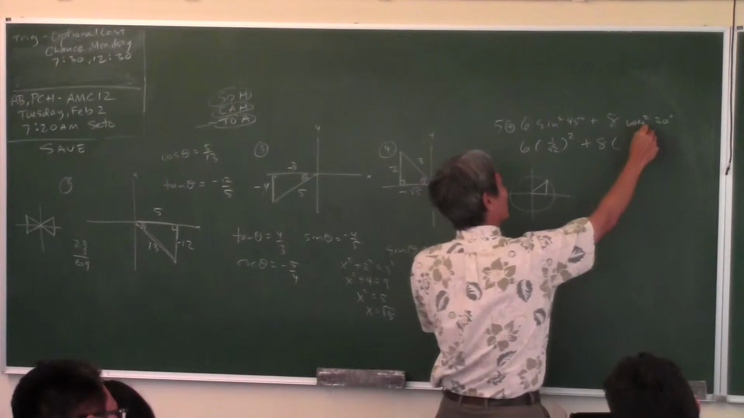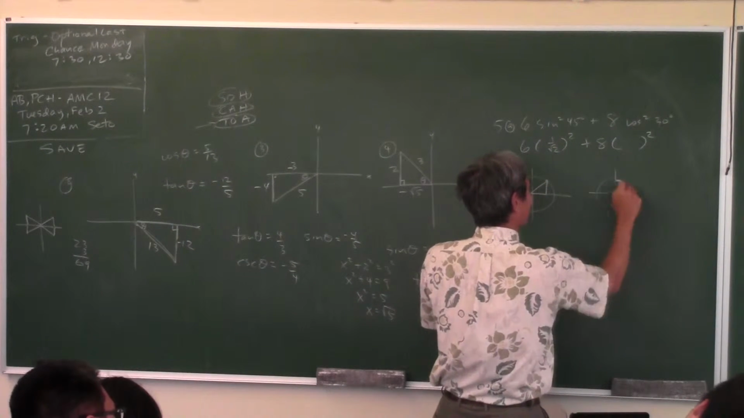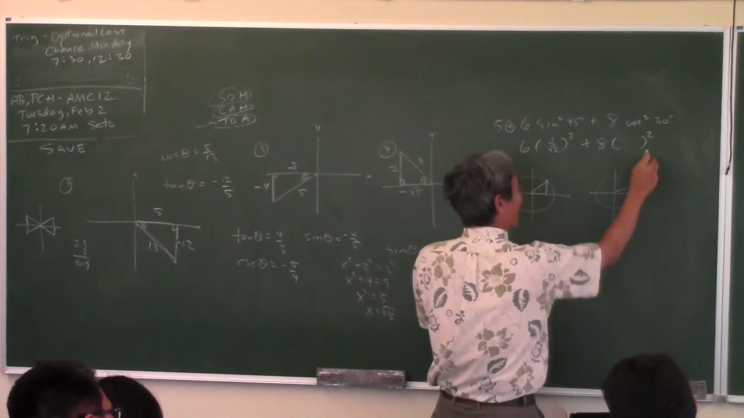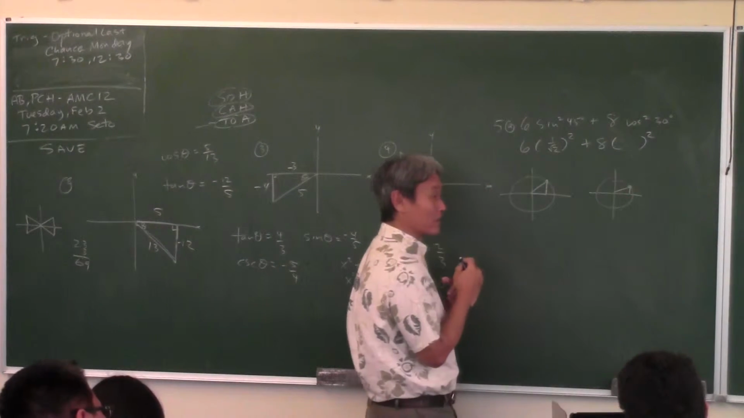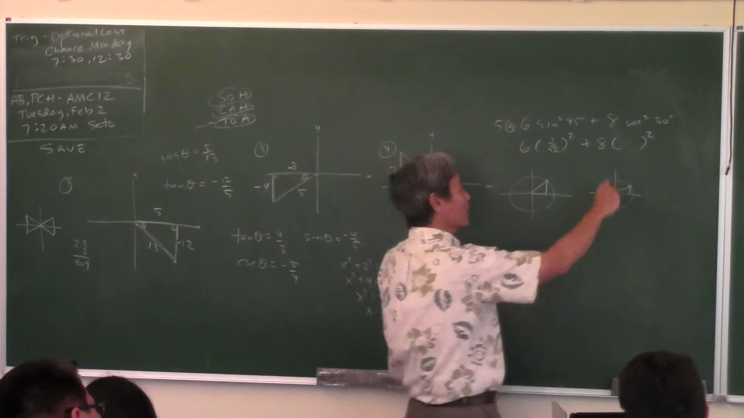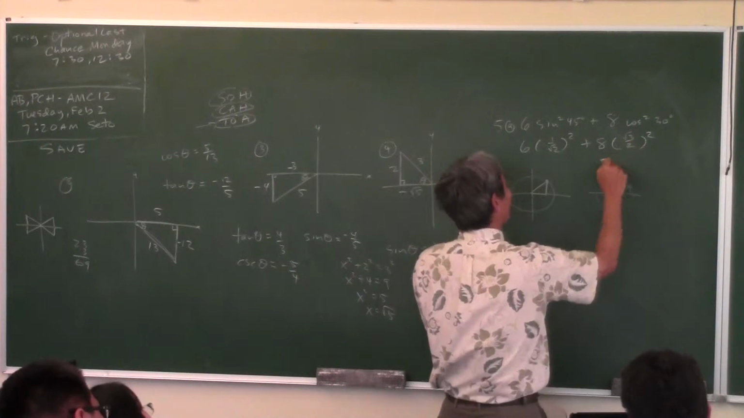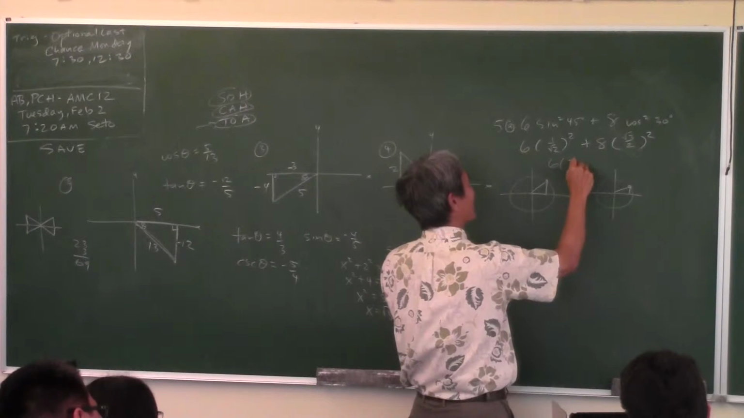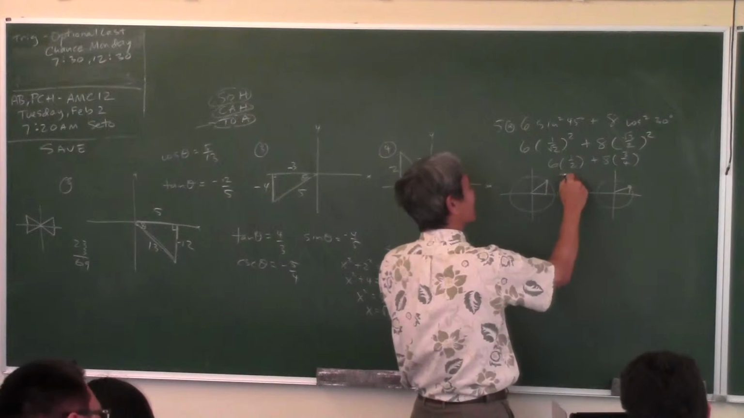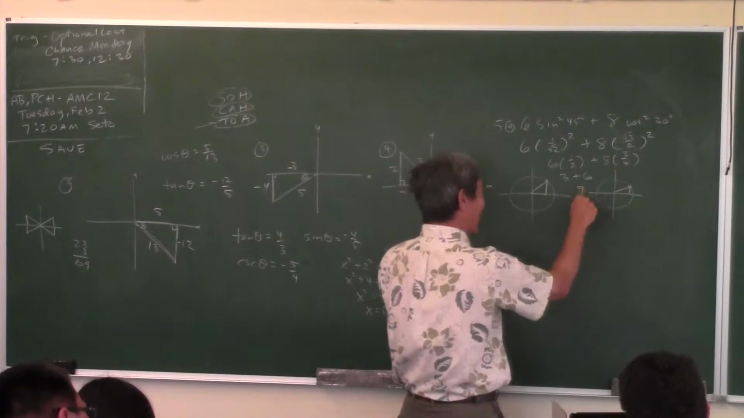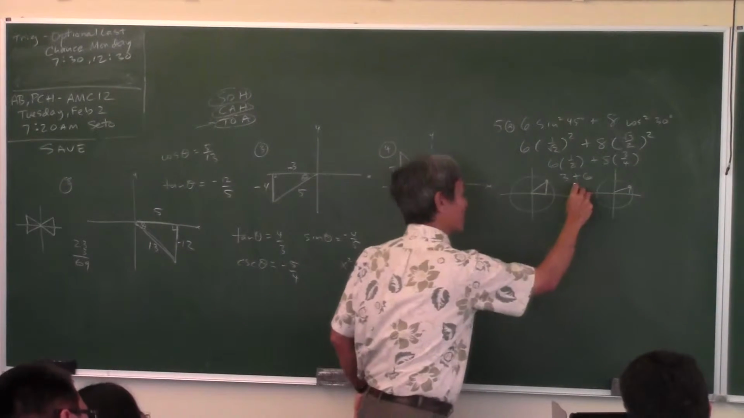And then cosine of 30 degrees. 30 degrees is right there. So cosine is the x coordinate, right? So what is the x coordinate of that point? How much do I have to go to the right? Root 3 over 2. And so you're going to get 6 times 1/2 plus 8 times 3/4. So what is that? 3 plus 6, 9. And don't forget to box your answers.